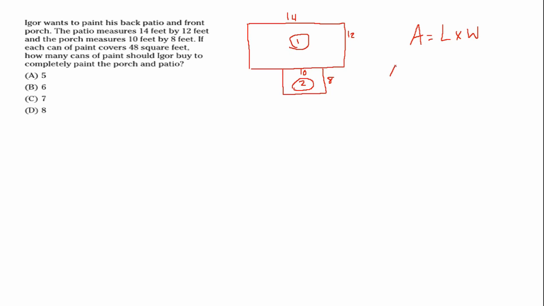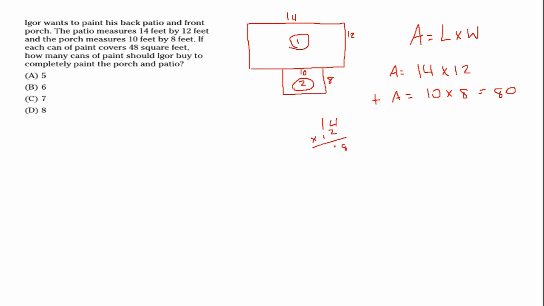So in other words, we're going to have to do area equals 14 times 12 plus the area of 10 times 8. Let's go ahead and work that out, and then we'll be able to figure out where we need to go from there. So 10 times 8 is just 80. 14 times 12 we'll have to work out.